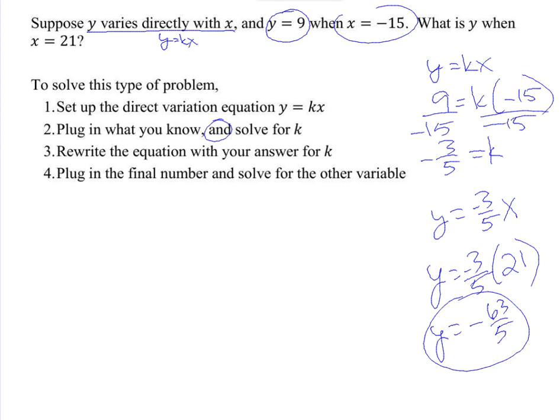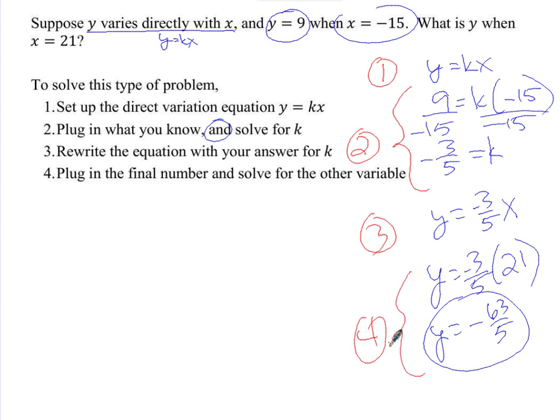Let me go back over this problem so I can show you where these steps occurred. Set up the direct variation equation y equals kx. That's right there. Step 1. Step 2, plug in what you know and solve for k. That all right there was step 2. Step 3, rewrite the equation with your answer for k. That's step 3 right there. Step 4, plug in the final number and solve. That's step 4. That's how you solve these problems. It's the same thing every time. They're going to give you a piece of information. You find k with it, and then you take whatever other piece of information they give you and solve for the other variable.